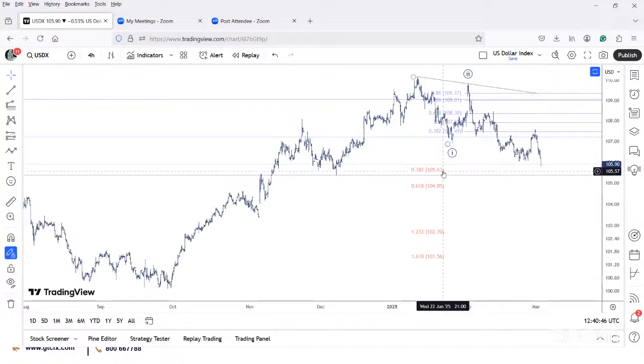Remember, dollar index live session first target was 105.60. That is almost meeting. The second target is 104.60. These are the third and fourth targets, 101. Ideally, it's going to go below 99 over a period of time.